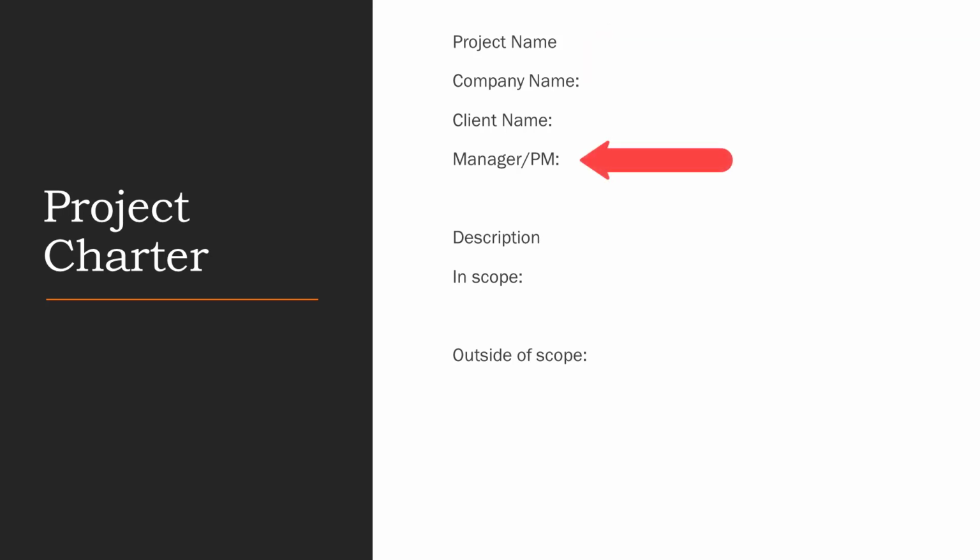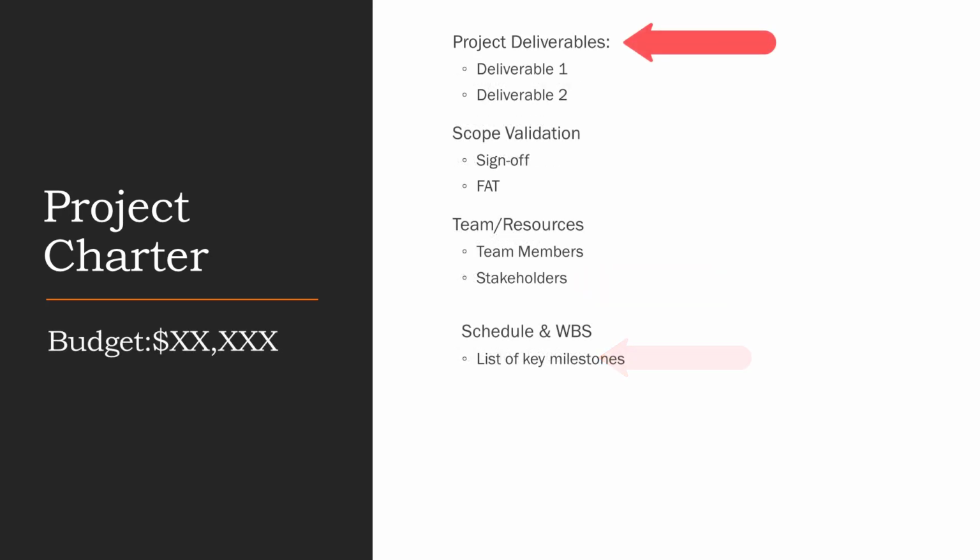It could be a project manager from the client team or maybe a different division project manager who needs to be involved in this project. The key section of the project charter is description, what is in and out of the scope. Then list the project deliverables, for example, drawings, equipment, materials, etc.